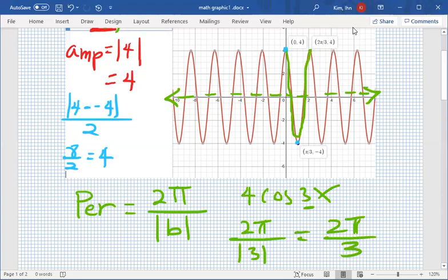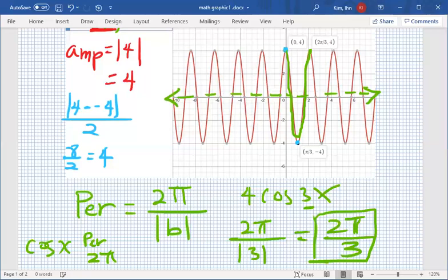So in other words, our traditional cosine of x has a period of 2 pi, right? But now, because it was cosine of 3x, it went even faster.